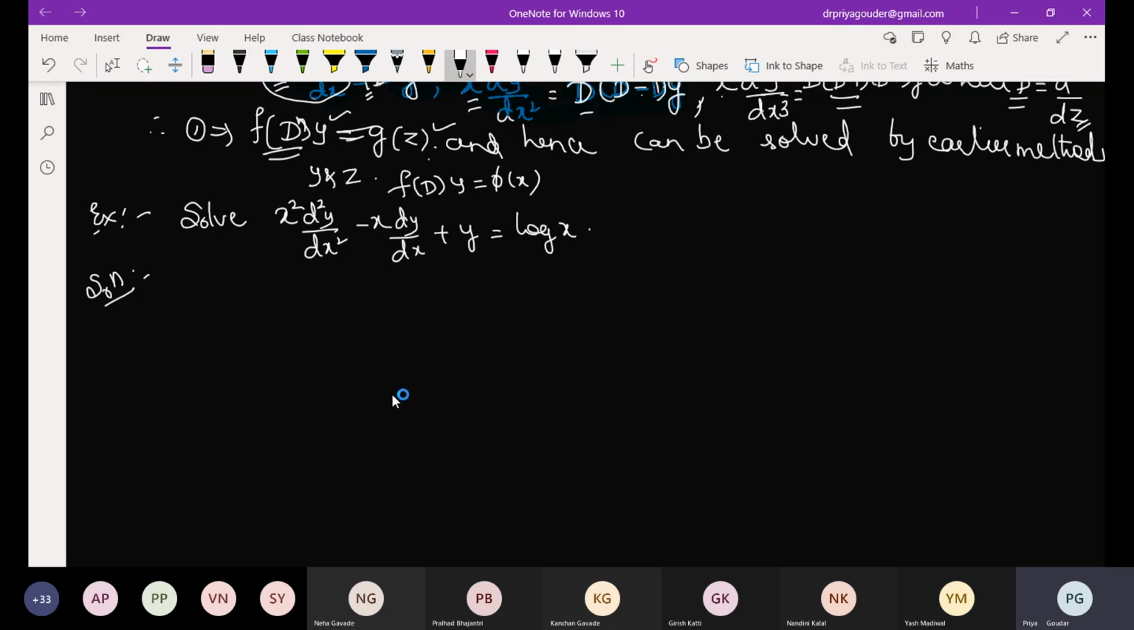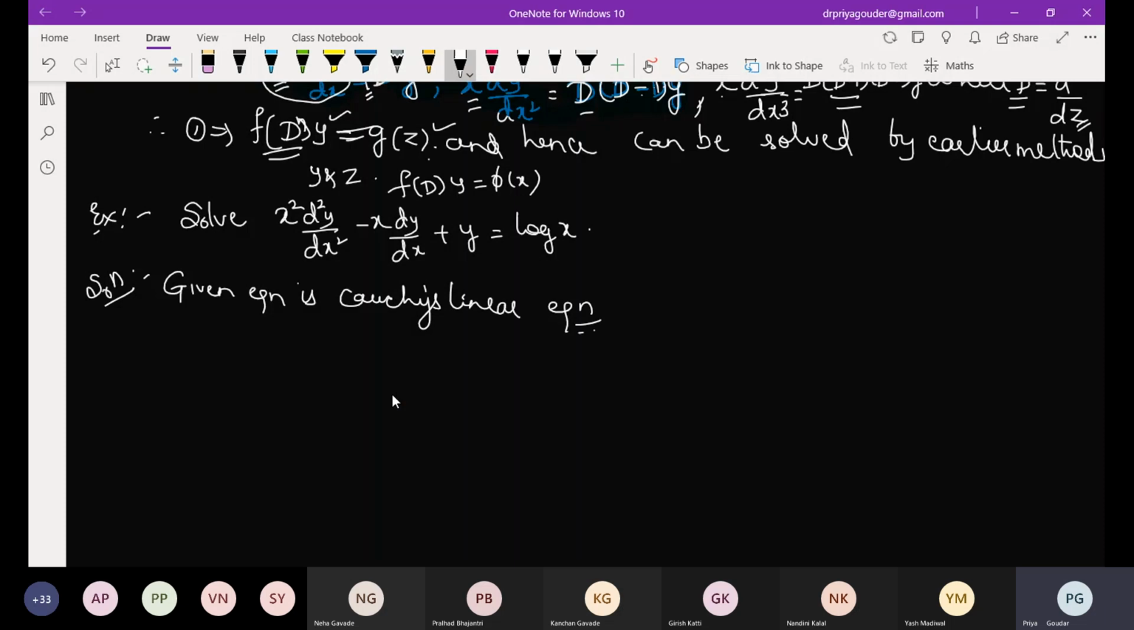So now, is it Cauchy's? Let's see. Along with dy by dx, you have x to the power 1. Along with second order, you have x to the power 2. Isn't it Cauchy's? Yes. Okay, so write that: given equation is Cauchy's linear equation. Sometimes one x will be extra or x will be less. You have to just check.